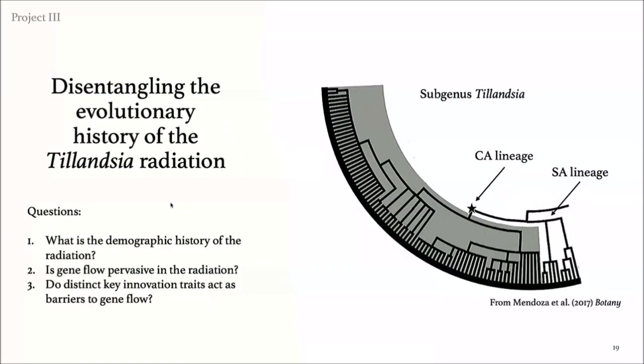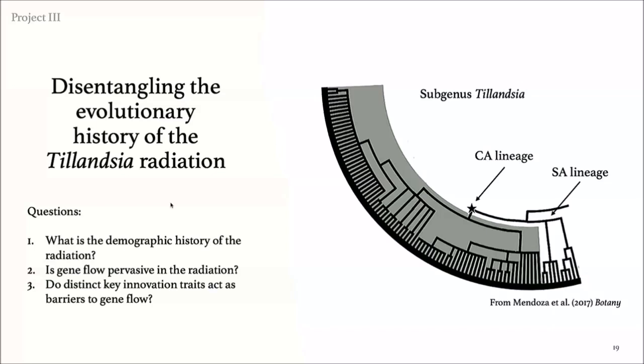And then for the last part of the talk, I hope I'm doing well on time, we're going to take a step back, as I said before as well, and stop looking at these key innovation traits. Instead, we're going to look at the radiation from a phylogenetic and population genetics framework, and try to look into other potential processes.